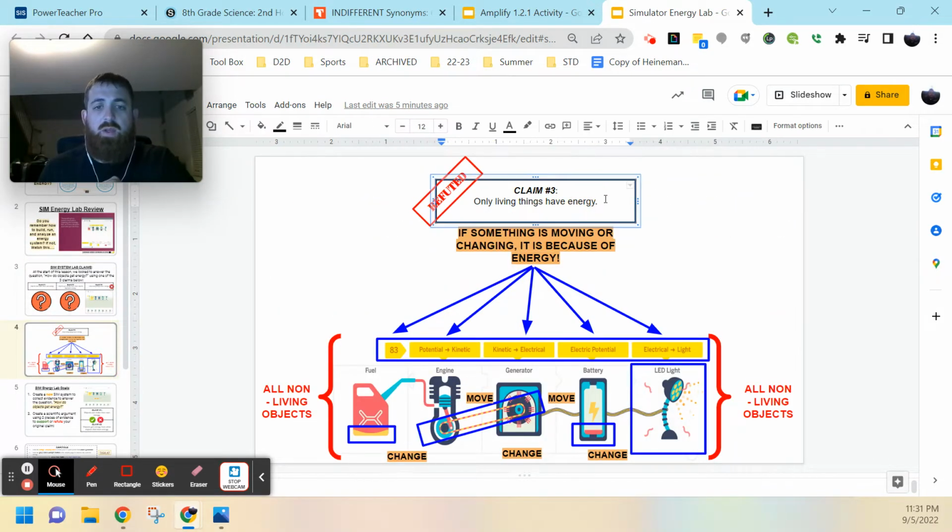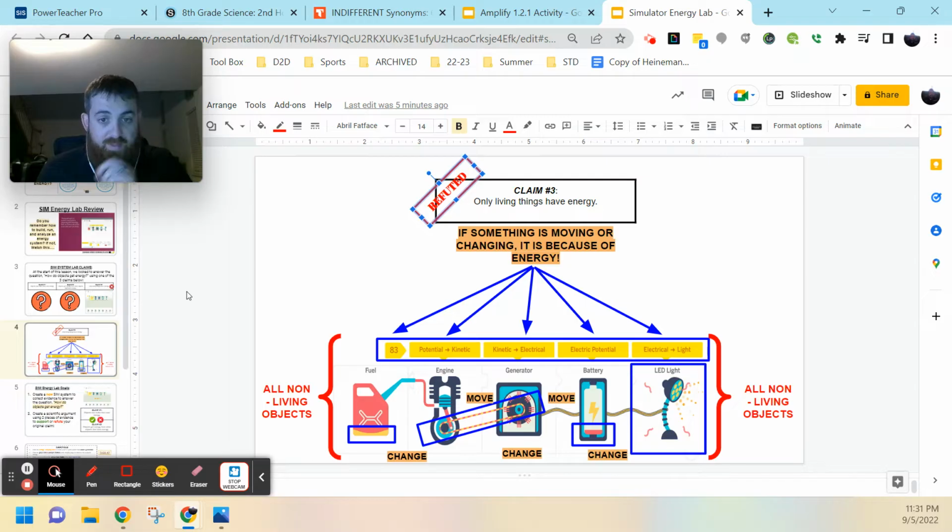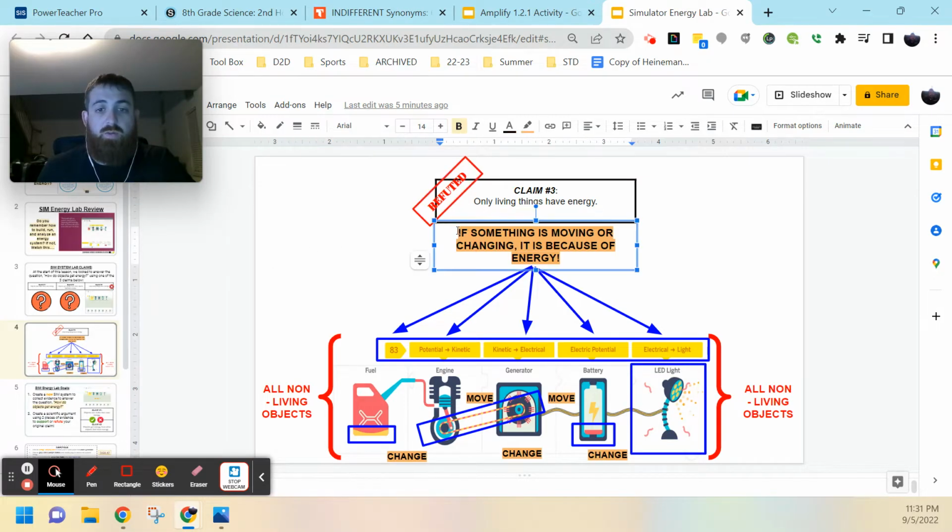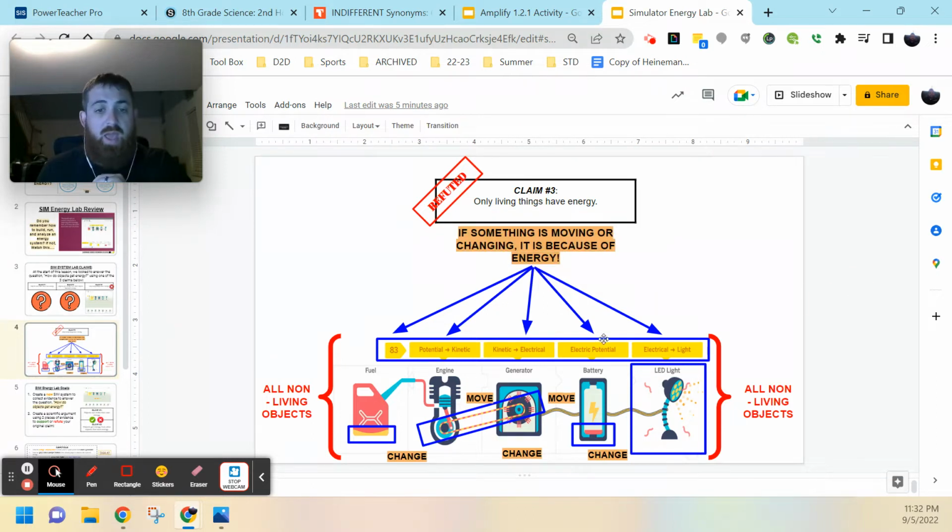So right off the bat, we have our claim, only living things have energy, and we're going to look for evidence to refute that and find that evidence. Now, first and foremost, we know if something is moving or changing, it is because of energy. We saw a lot of movement and change in our lab when we created our system, and we have all of this evidence that we could use.